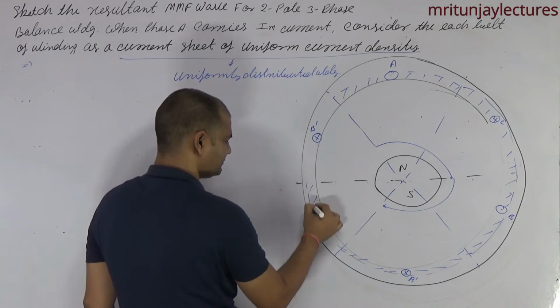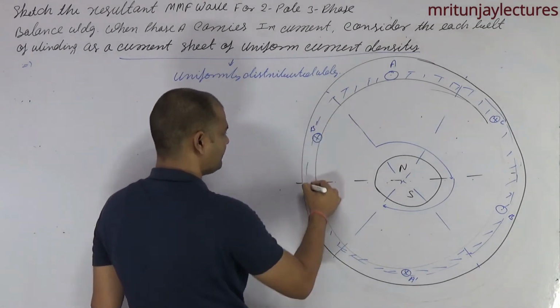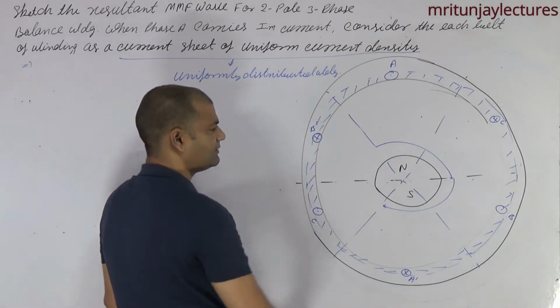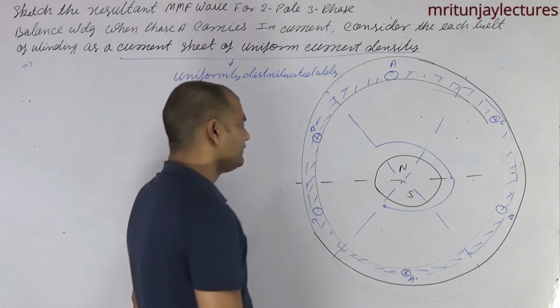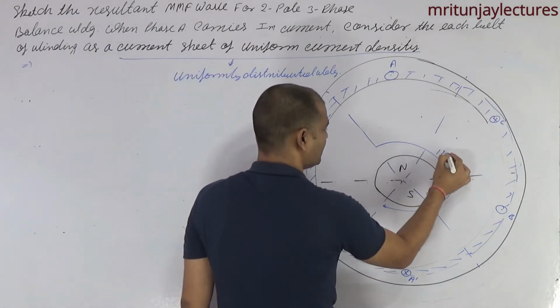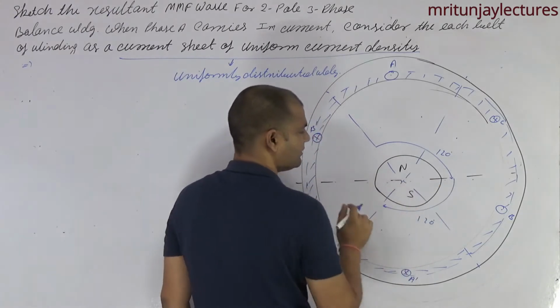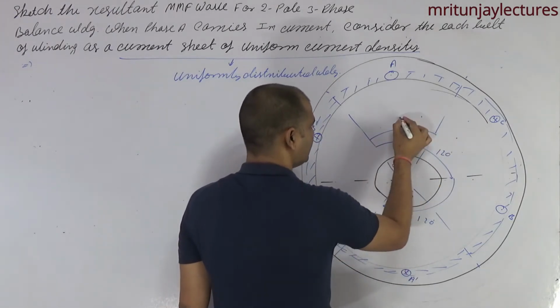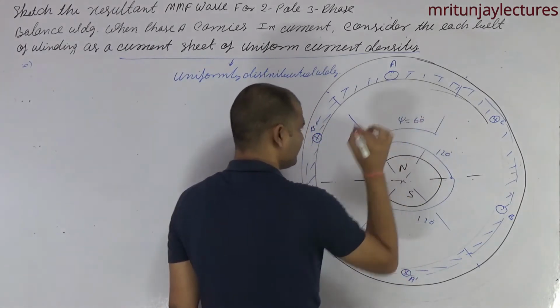And this is also made like this one, and this is also made like this one. The phase spread is 120, this is 120. What is the phase spread? It is equal to 60 degrees.